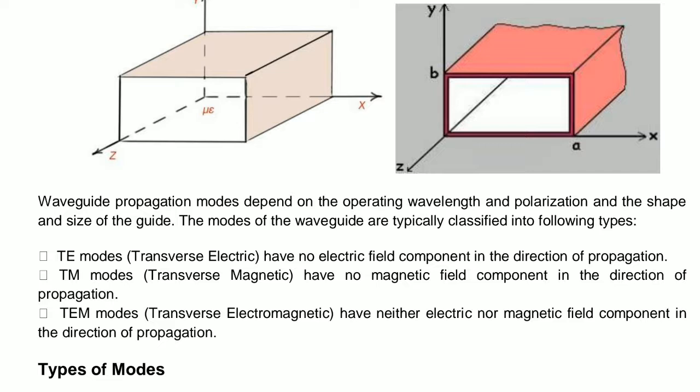So let's see what is meant by TE mode, which is transverse electric. The definition shows that TE modes have no electric field component in the direction of propagation. That means towards the direction of propagation there will be no electric field component.